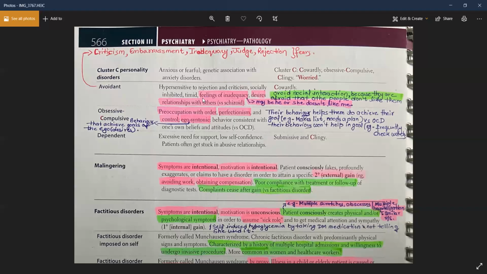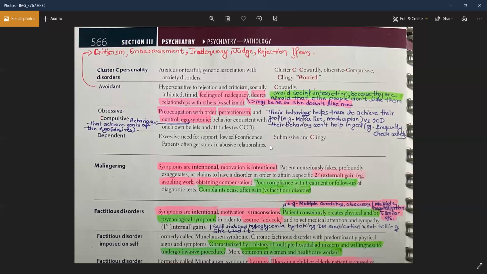Then you have the dependent personality disorder, in which the patient is dependent on their partner for everything. They might even suffer physical abuse by their partner, yet they cannot leave, because they are dependent on their partner. They have very low self-confidence and need excessive support from the relationship. Most of the time, these patients get stuck in abusive relationships. It would be a patient suffering from domestic violence who still cannot leave their partner because of their fear. They have low self-confidence and are totally dependent on their partner for everything. That is the dependent personality disorder.